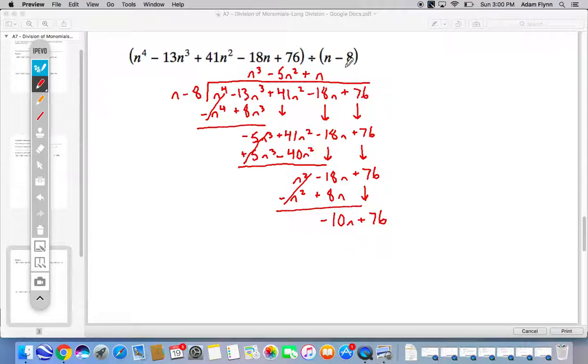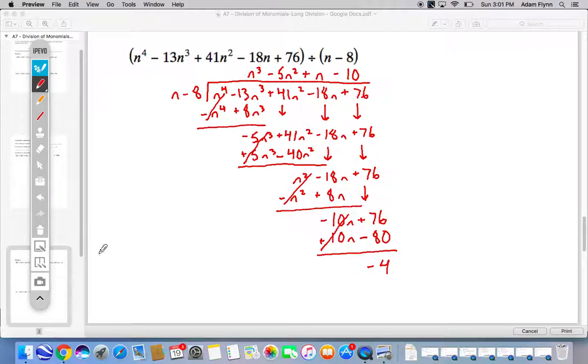So negative 10n divided by n is negative 10. N times negative 10 is negative 10n. Negative 8 times negative 10 is positive 80. But again, I have to switch my signs. So we can combine these now. So negative 10n plus 10n, that cancels. And I have 76 minus 80, which is negative 4. So this is my remainder.